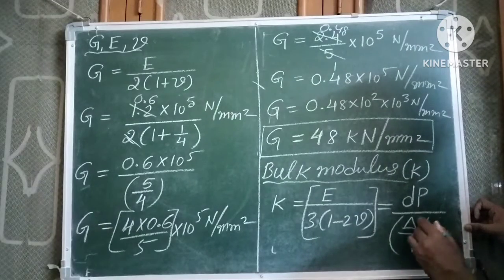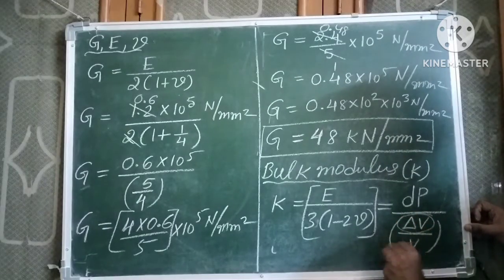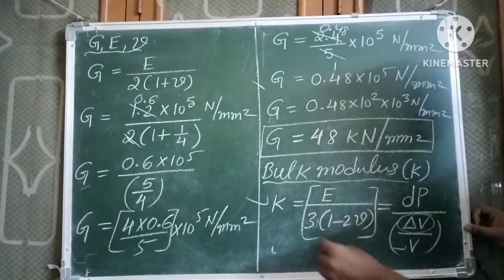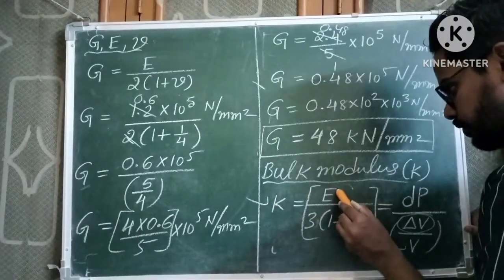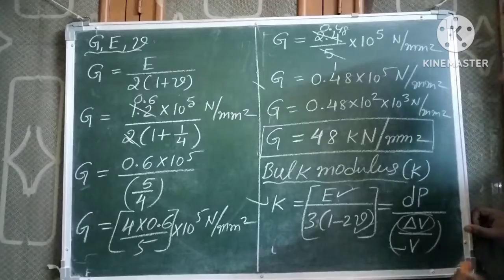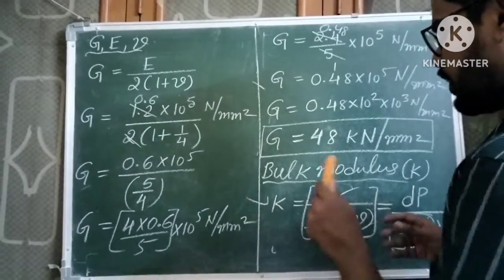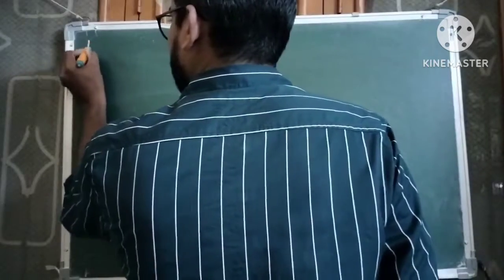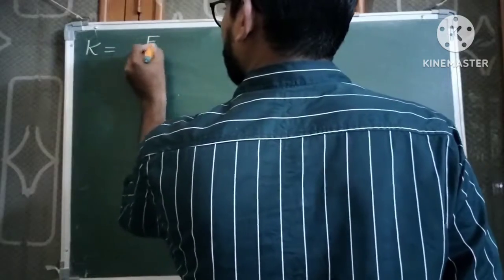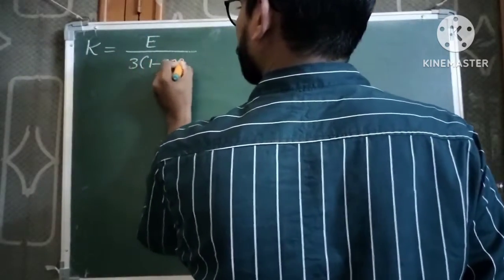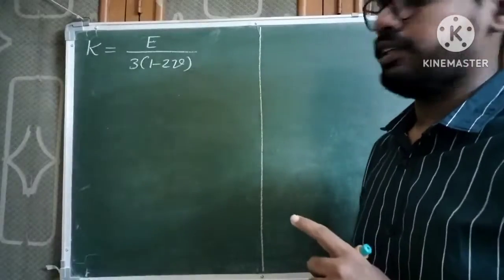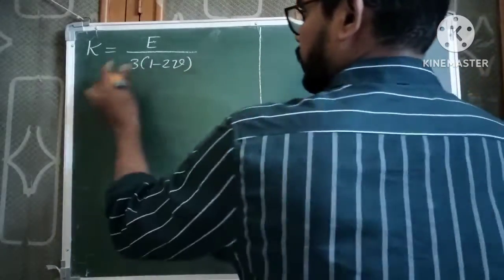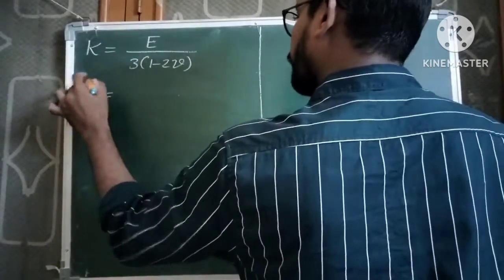So first of all, here we need delta V. To get delta V, we need V, that means volume of the cylindrical bar, and also we need bulk modulus. We can find bulk modulus from this formula, because we already have Young's modulus and Poisson's ratio. Using this formula, first let us calculate K value, then we can find delta V. So bulk modulus K is equal to E by 3 into 1 minus 2 nu. This is the relationship between Young's modulus, bulk modulus and Poisson's ratio. Here I am going to calculate K value.